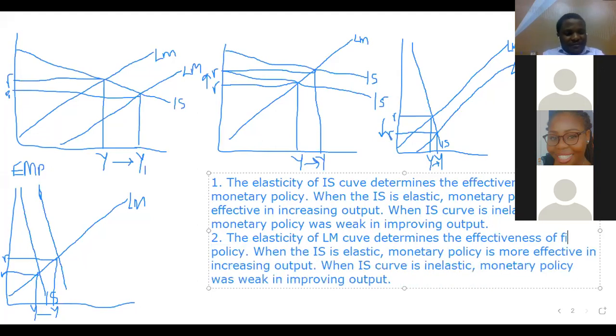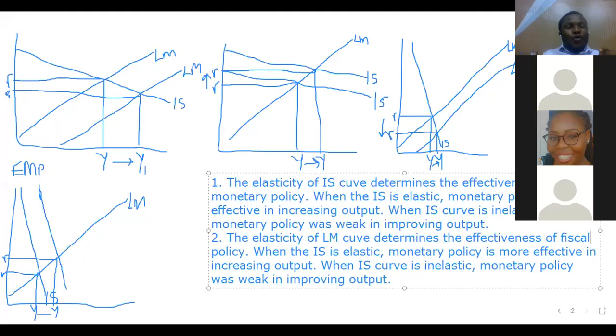Of fiscal policy. You can see that whether your IS curve is elastic or inelastic, it does not matter on fiscal policy. If your IS curve is elastic, or your IS curve isn't elastic, you have the same policy effect on interest rate and output. Because remember that increasing interest rate and increasing output is not the best. Because when you are increasing output and you're increasing interest rate, remember, the cost of borrowing still increases, and that will haunt investment, which will also haunt what?